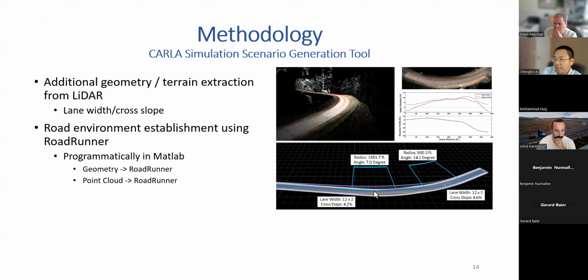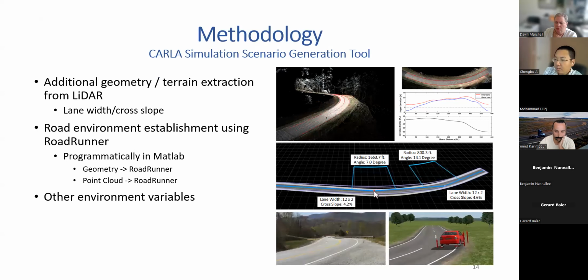And then for the additional geometries and terrains, we added more to RoadRunner. Like I said, for many of the curves we don't have LiDAR data, but we still use default values to generate them, for example the lane width and the cross slope. The third part of the first step is the other environment variables, whether signage, guardrails, or pavement markings. We didn't really manipulate those much. We just used the default values of the plain road, but that can be enhanced in the future.